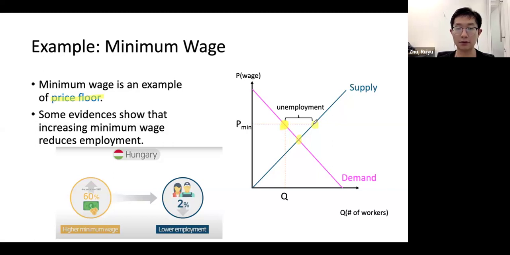In reality, people do find some evidence supporting the argument that an increase in the minimum wage will reduce employment. Here is an example in Hungary. Since 2000, Hungary increased its minimum wage by 60% in 4 years. At the same time, people observed a 2% decrease in employment, right? So that's consistent with our model prediction.